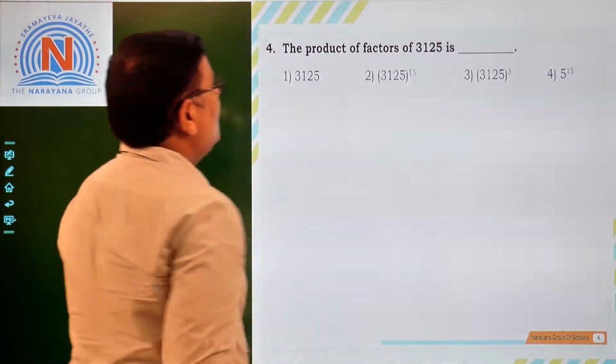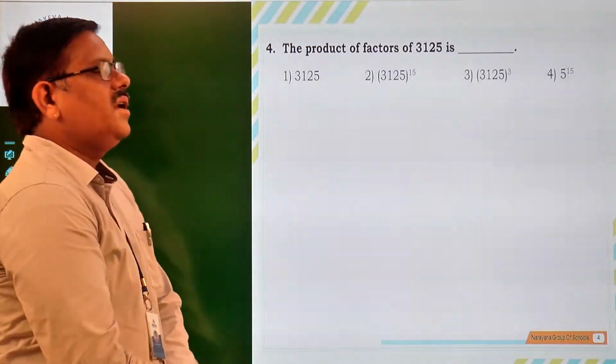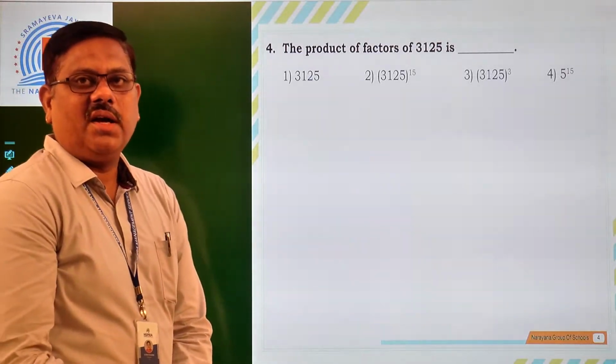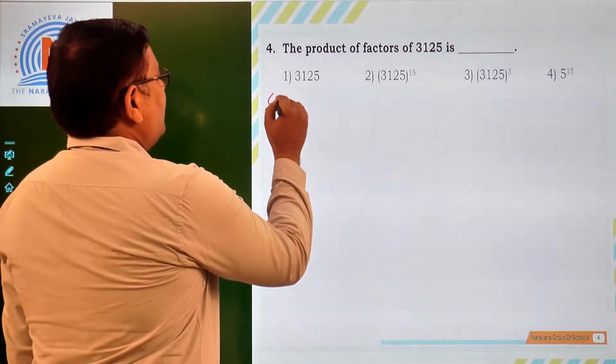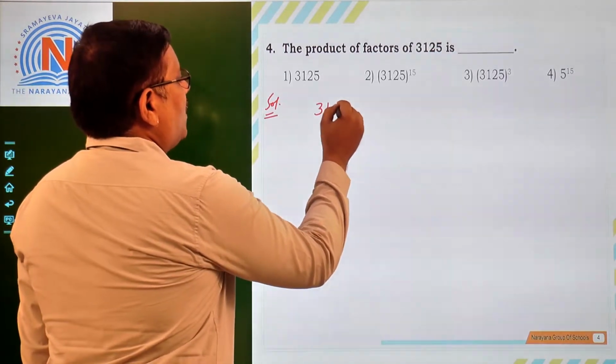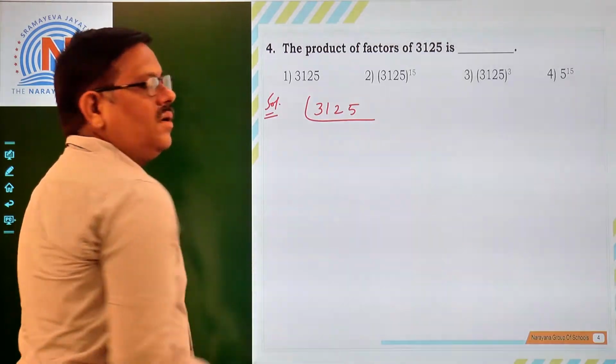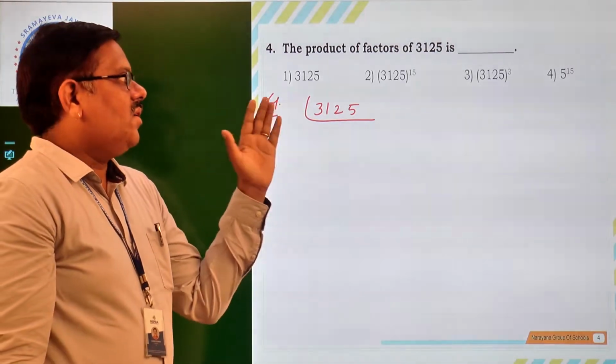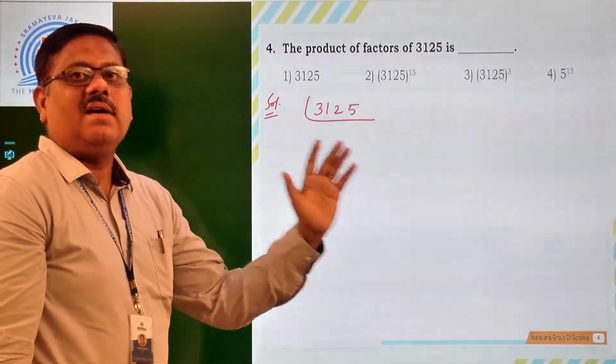The product of factors of 3125 is. Okay, so what is the first step? We all know that first we have to convert 3125 into a product of primes, or we have to write 3125 in its standard form.